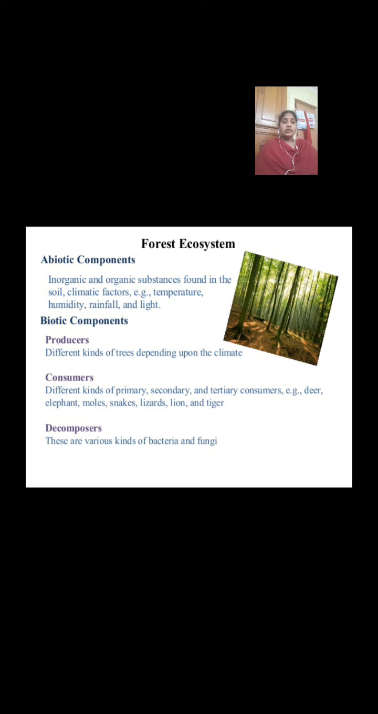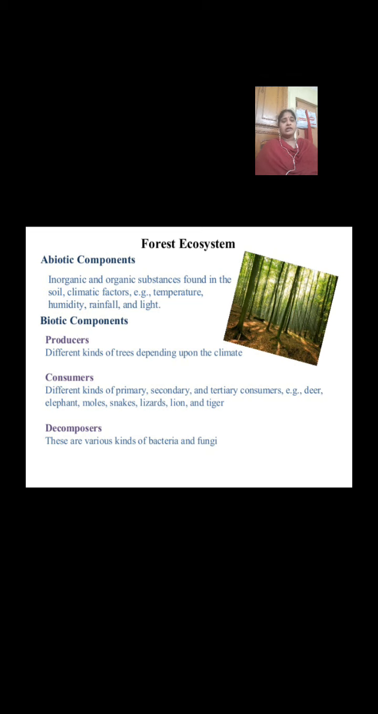Coming to the consumers part, you see there different kinds of consumers are present: primary consumers, secondary consumers and tertiary consumers. So consumers are once again three types. Primary consumers are the organisms which eat plants. Secondary consumers are the organisms which eat primary consumers. Tertiary consumers are the organisms which eat secondary consumers.